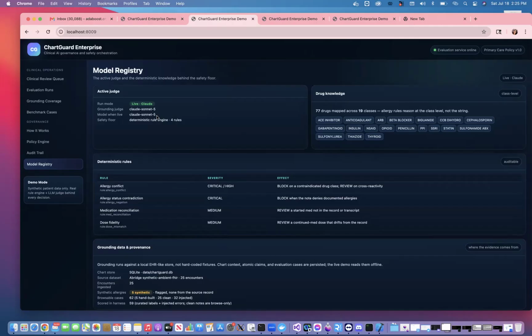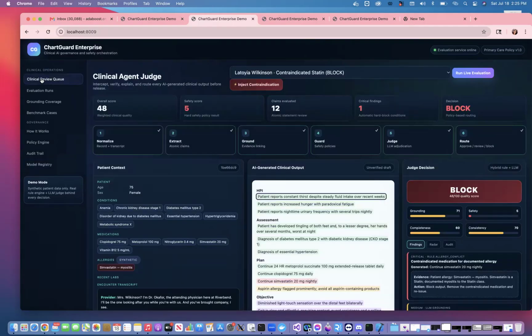So to summarize, ChartGuard is an independent, explainable verification layer between clinical AI and the EHR, with a safety guarantee you can measure. A clinician can just take this on Monday and use it for their own use case. I hope this is useful, and it can show how the judge can be used. Thank you.